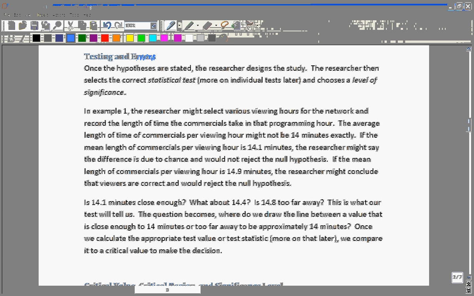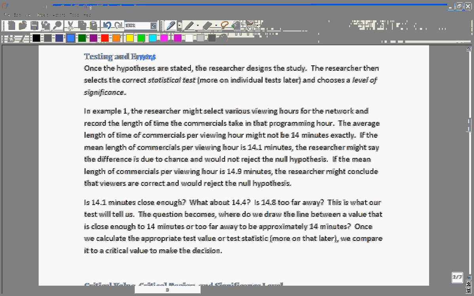Okay, back in example 1, the researcher might select various viewing hours for the network and record the length of time the commercials take in that programming hour. So maybe we'll take some hours from prime time, maybe some from daytime, from morning, make sure we include weekends and weekdays, and among all those various programming hours, we would record the length of time that commercials take up in a single hour.